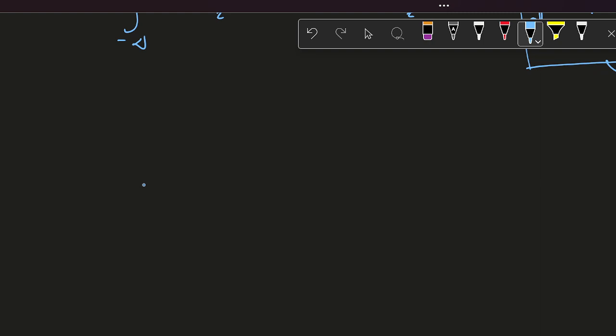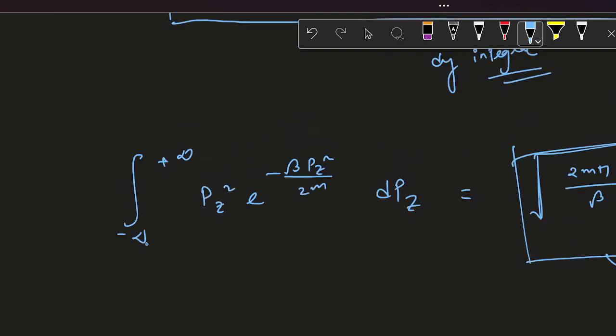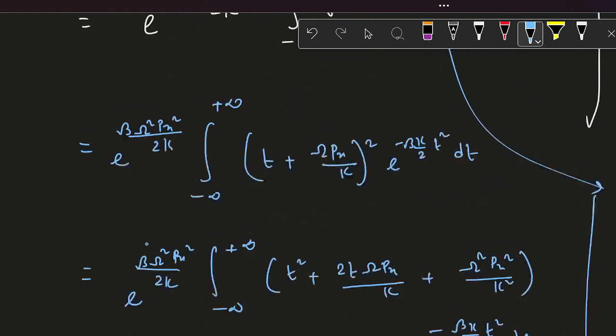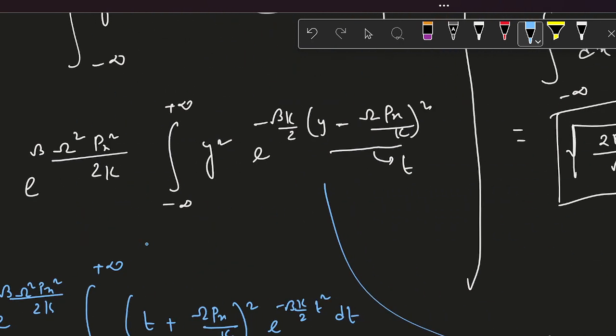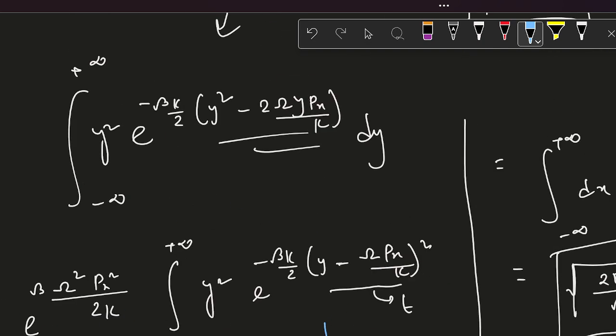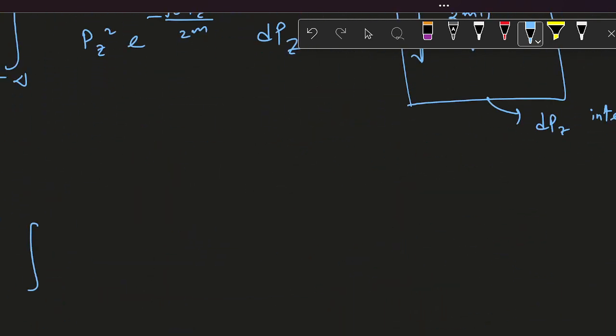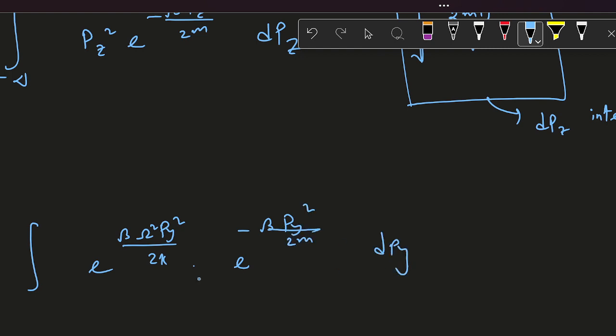Similarly, if you solve for the dpx and dpy parts, first let me tell you what the dpy part is. Let us try with the easier one first. So we have one dpy here, e to the power beta omega squared py squared by 2k, and also you have another e to the power minus beta py squared by twice m, and nothing else in dpy.